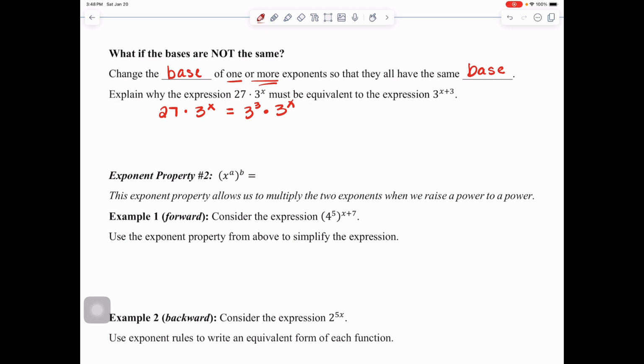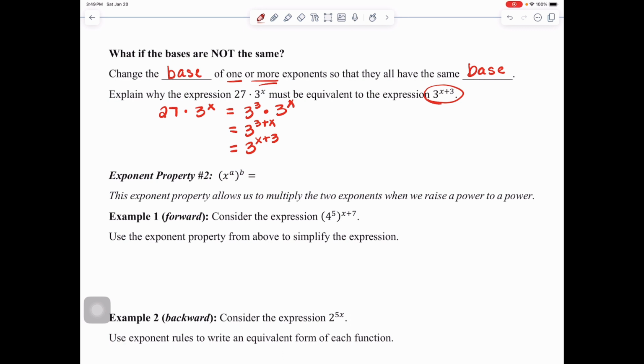So in this case, I did not have to change both. I was able to just change the one. And now I have two bases that are the same. So that now allows me to rewrite this using the exponent rule for multiplying. When we're multiplying and they have the same base, we add the exponents. So that would be 3 to the 3 plus x. And then to make it identical to what we wanted here, I would just rewrite this as 3 to the x plus 3, because addition is commutative. We can change the order without changing the value. And now I see that they match exactly.